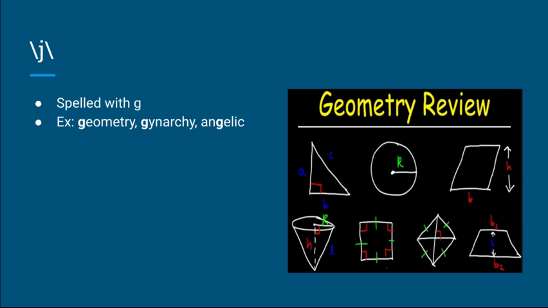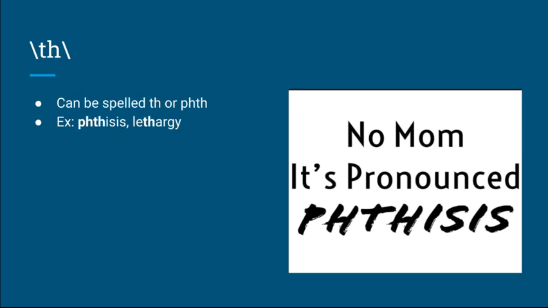Next, we have the J sound. The J sound can be spelled with a G. For example, geometry, gynarchy, or angelic. So the J sound is spelled with G. Next, we have the TH sound, which can be spelled TH or PHTH. For example, phthisis, which is spelled PHTHISIS, or lethargy.